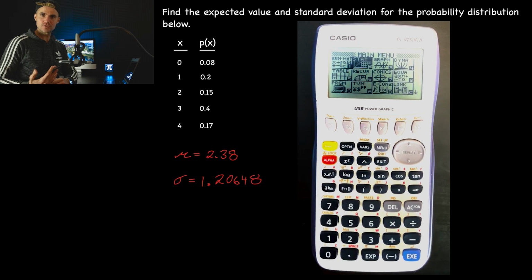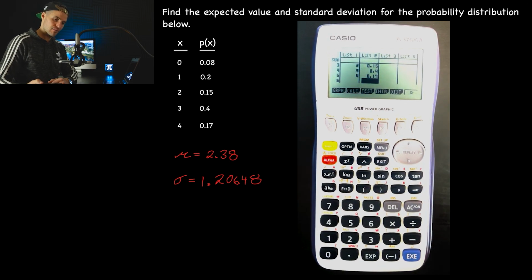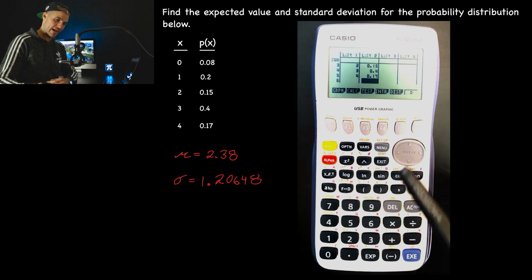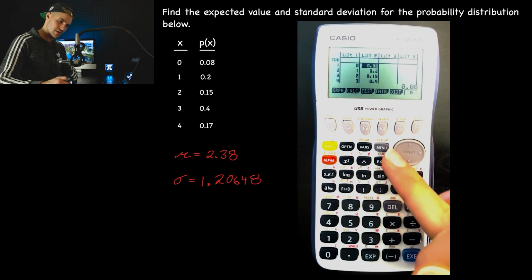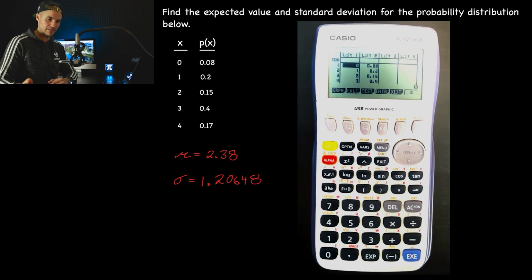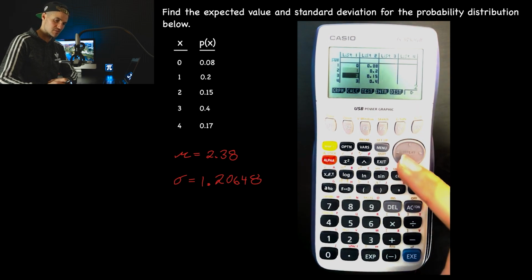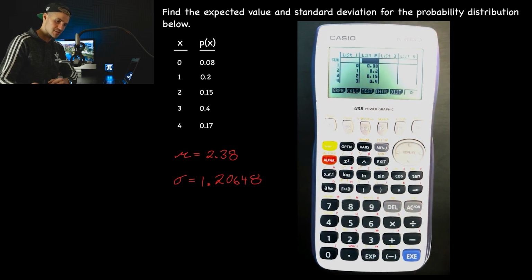Now let's do this with the calculator and see if we get the same values. I have the calculator set up on the desk here. We're in the main menu, so I'm going to go to Stat. Notice that I already have everything inputted in the lists. I have the observations, the x column, in list 1, going from 0 to 4, and in list 2, I have the respective probabilities.